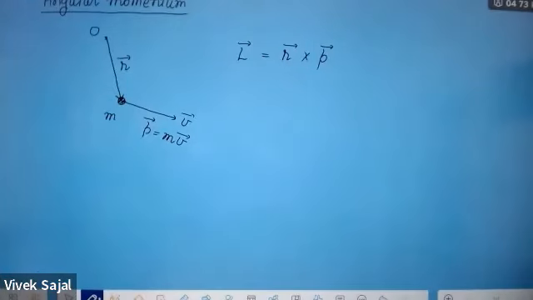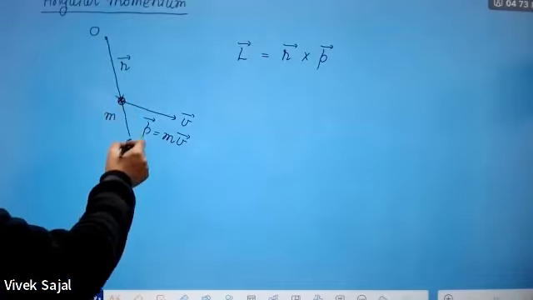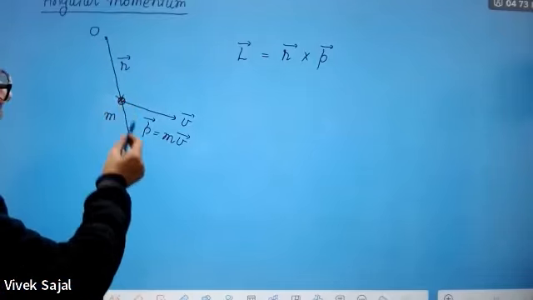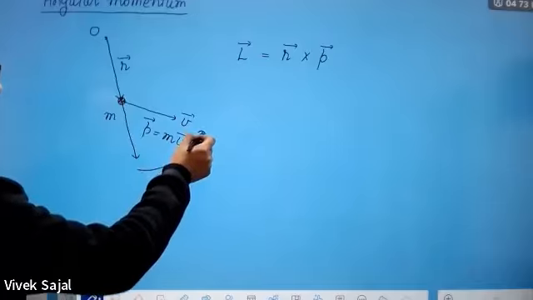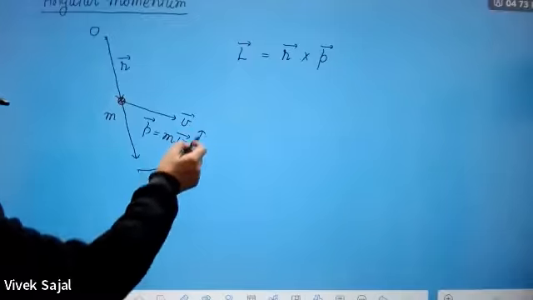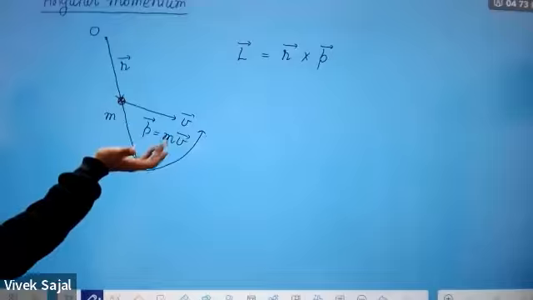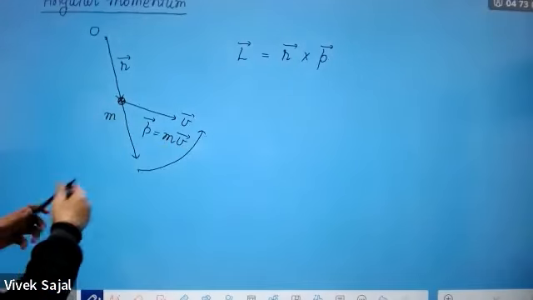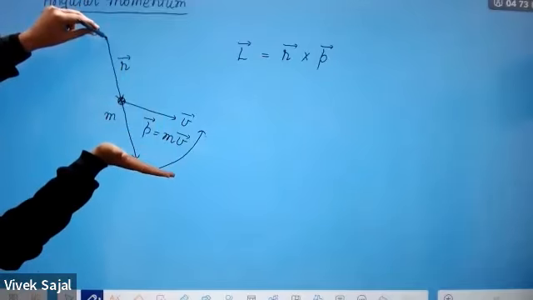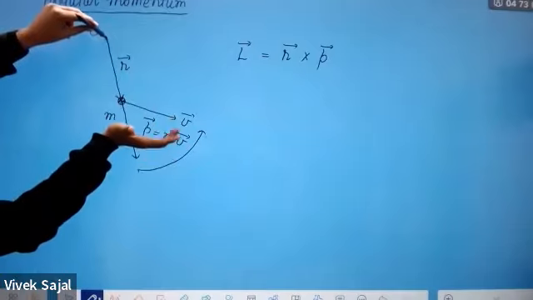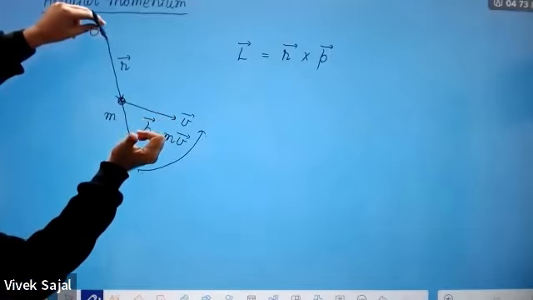And what will be the direction of this? What you have to do is extend this r vector. The r vector will be like this. This will have a rotational effect. Angular momentum comes during the rotational effect. This will be from r to v, so this will also be an axial vector. What will be the direction of this? It will be like this. You have to curl your fingers in the direction of this rotation, and the direction of the thumb will be the direction of the angular momentum.